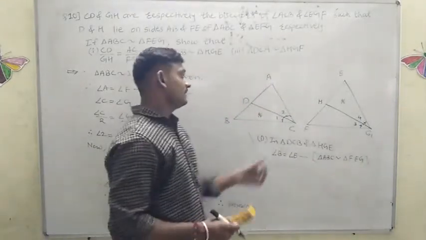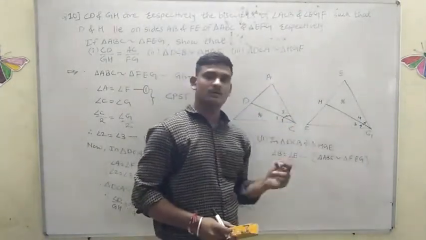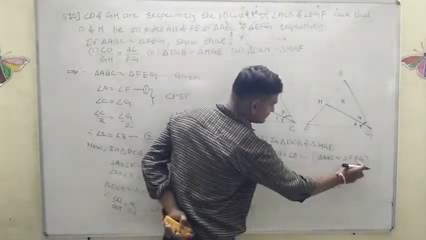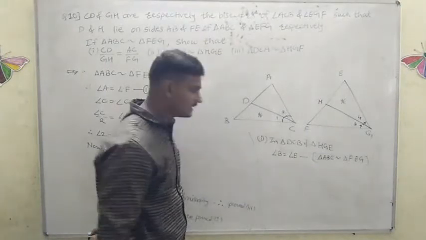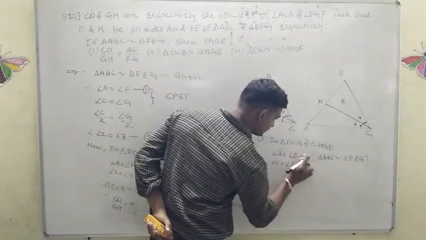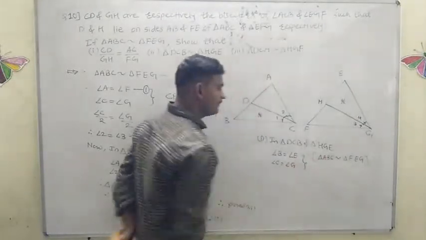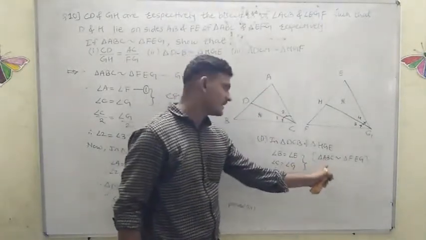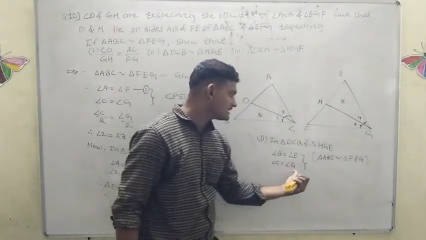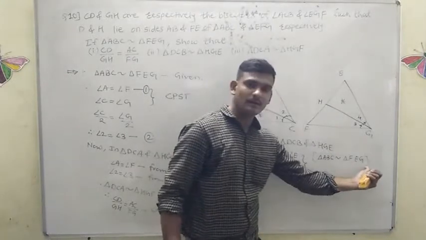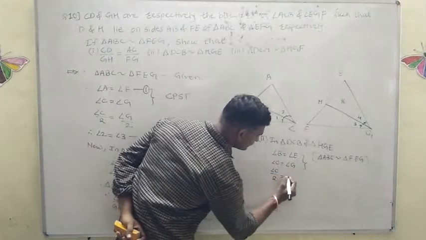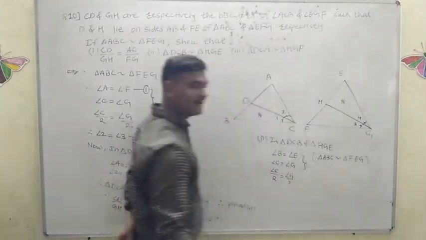And again, see here, angle 1 is equal to angle 4. How to get it? Angle C is equal to angle G. For both of these, the same reason is there, that is, triangle ABC is similar to triangle FEG. Therefore, I have to write here, angle C is equal to angle G. And similarly, divide both sides by 2.